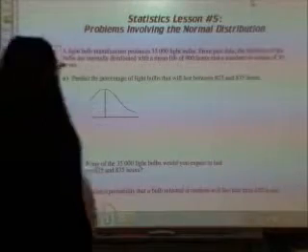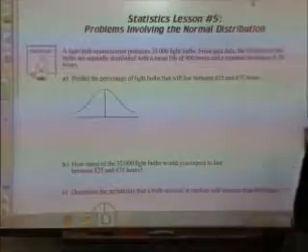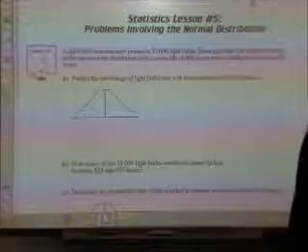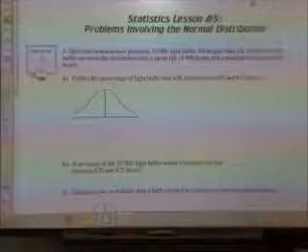So lesson number 5 takes what we learned in lesson 3 and 4 with the normal distribution curve and puts it into problem-solving contexts that we can then use to actually solve examples or real-life situations where the normal distribution curve becomes important.